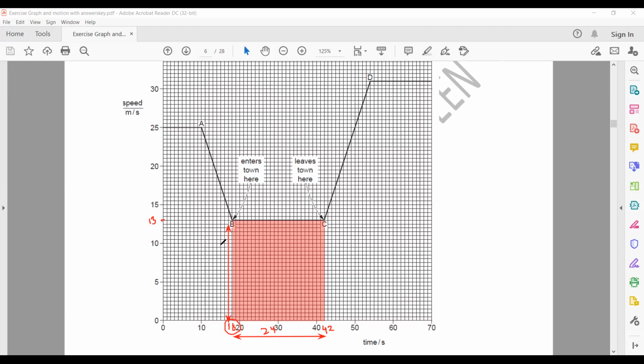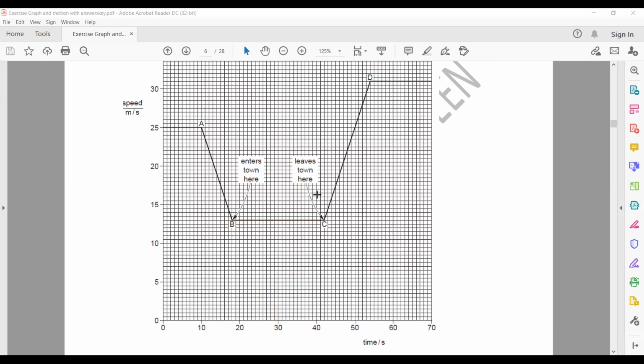What's the answer for the distance traveled? 24 times 13 is 312. So the distance traveled by this car from start of the town till the end of the town is 312. And what will be the unit? Because speed is in meter per second, it will be in meter. If speed was in kilometer per hour, then it will be in kilometer. Is it clear, this question, how we calculate distance traveled by the car from start to end of the town?